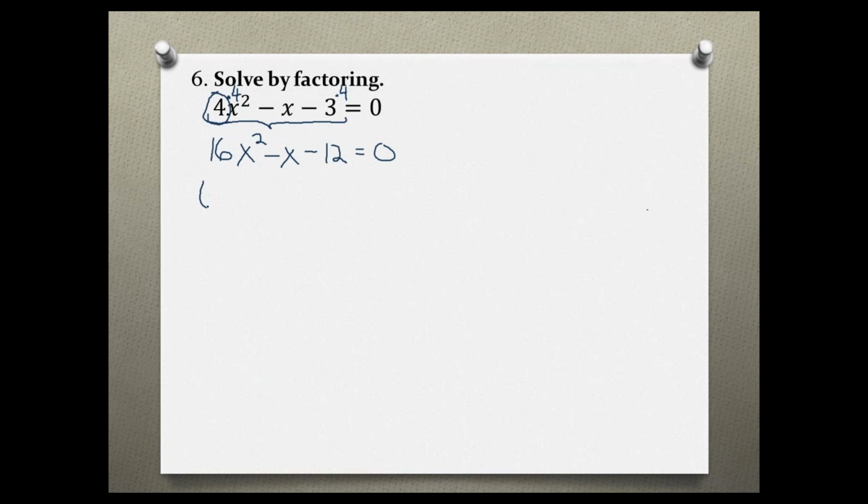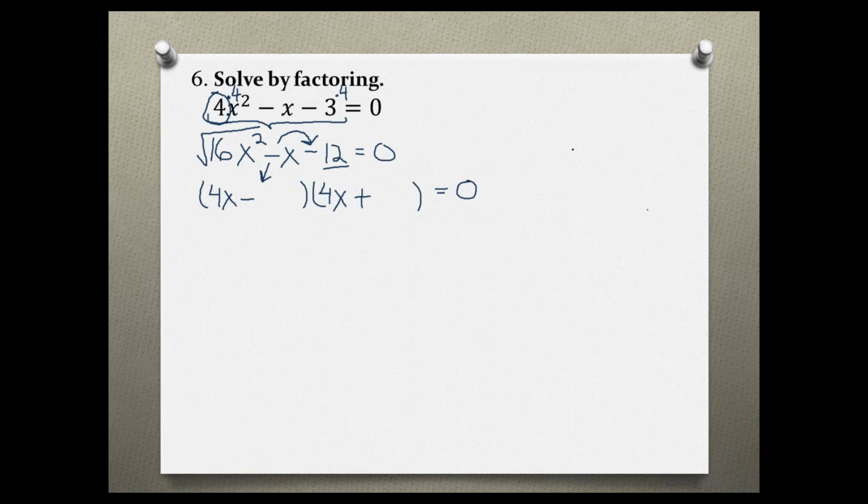My next step would be that I'm writing my empty sets of parentheses, and then I am going to square root the first term. So the square root of 16x squared is 4x, and I put that in each set of parentheses. Then I'm going to bring down my first sign, and I'm multiplying together the two signs to give me the second sign. So a negative times a negative is a positive.